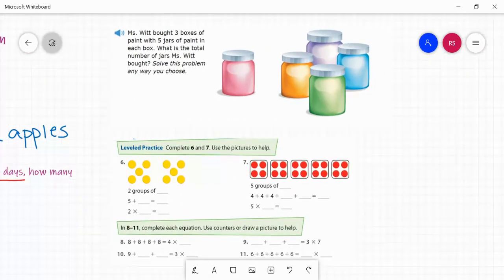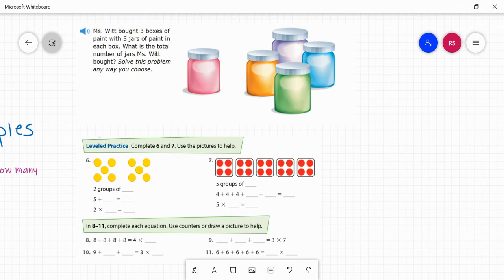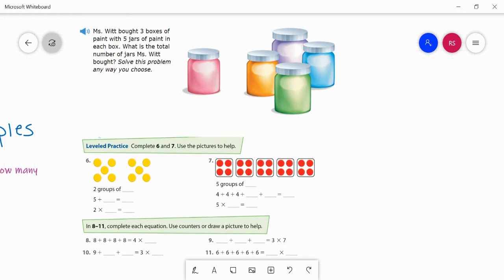So I'm going to go over here on my whiteboard and let's take a look at this word problem up here at the top. It says that Miss Witt bought 3 boxes of paint with 5 jars in each box. What is the total number of jars Miss Witt bought? Solve this problem any way you choose.